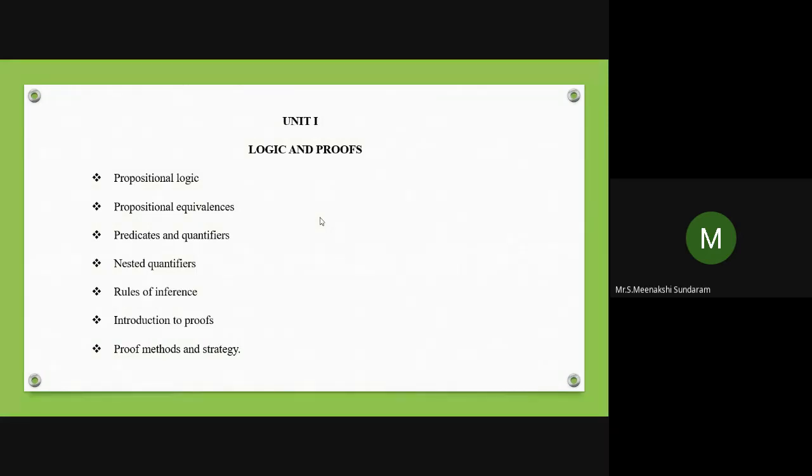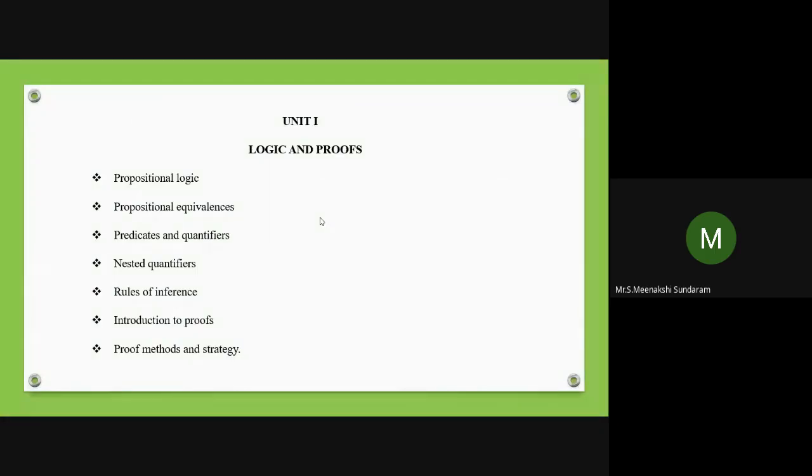Proofs and proof methods mean direct proof, indirect proof, method of induction. These are all you can study, the different types of proofs. What are the subtopics we are going to see? Propositional logic is the first one. Today we are going to see propositional logic first.